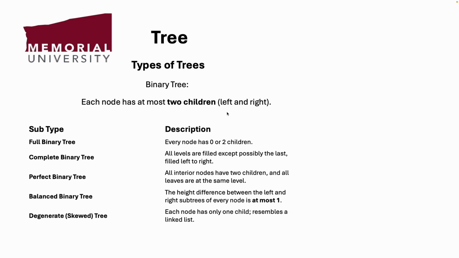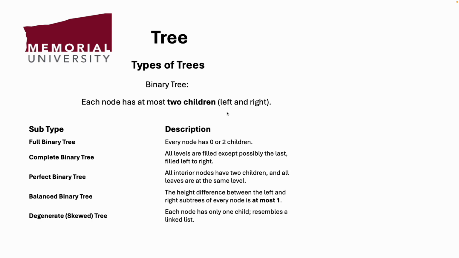The fourth subtype of a binary tree is the balanced binary tree. For the balanced binary tree, the height difference between the left and right subtrees of every node is at most 1. The last one is a degenerate tree, also called a skewed tree. It means that each node has only 1 child. It can resemble a linked list.